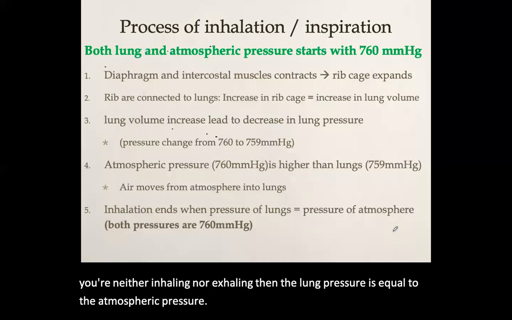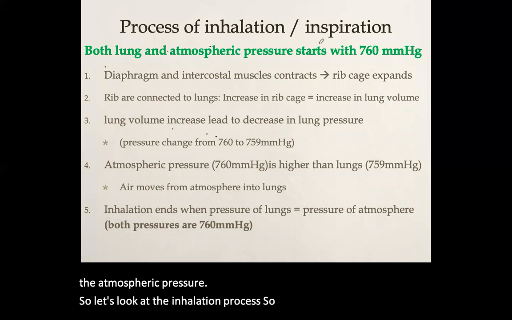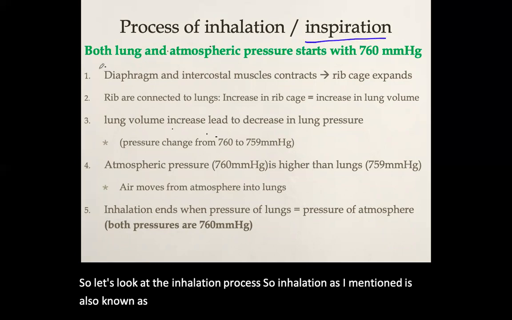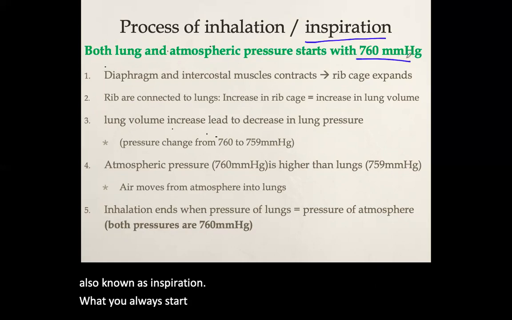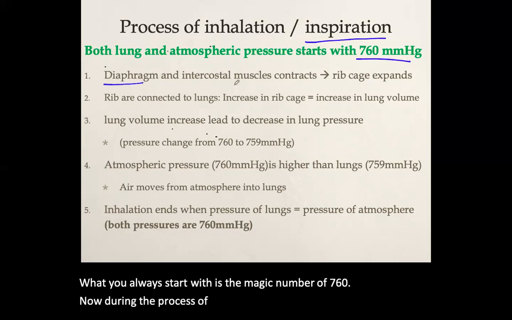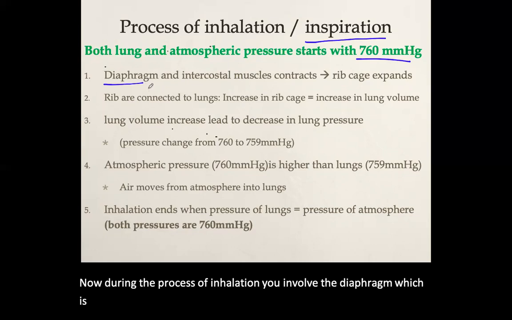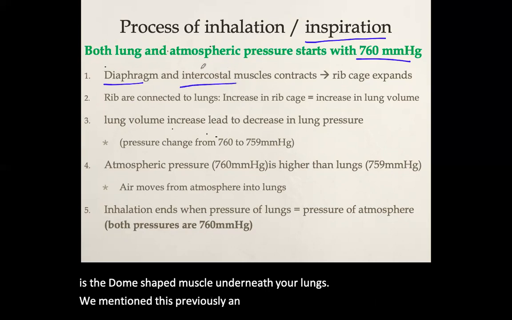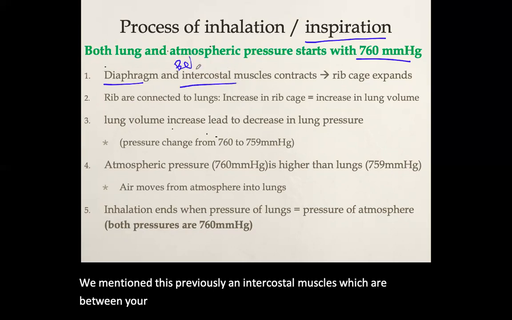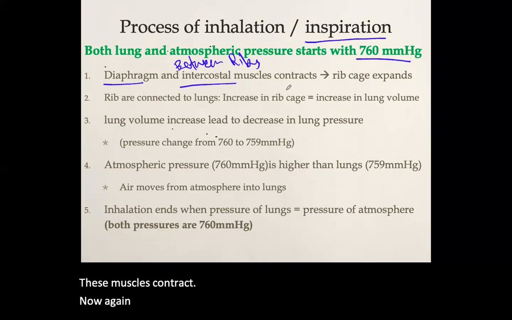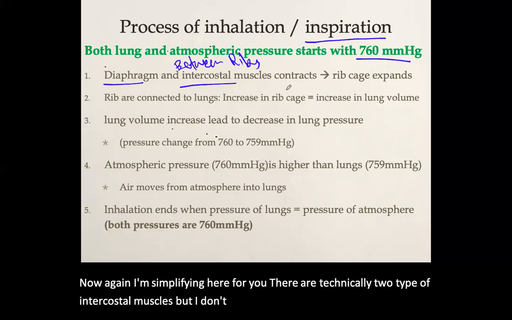So let's look at the inhalation process. Inhalation, as I mentioned, is also known as inspiration. What you always start with is the magic number of 760. Now, during the process of inhalation, you involve the diaphragm, which is the dome-shaped muscle underneath your lungs. We mentioned this previously. And intercostal muscles, which are between your ribs. So this means between ribs. These muscles contract. Now again, I'm simplifying here for you. There are technically two types of intercostal muscles, but I don't need you guys to know that detail.